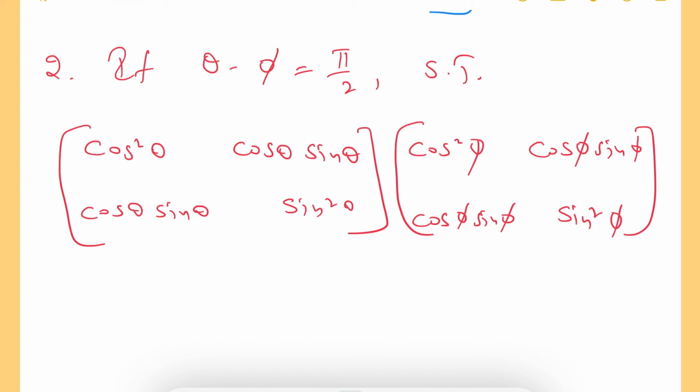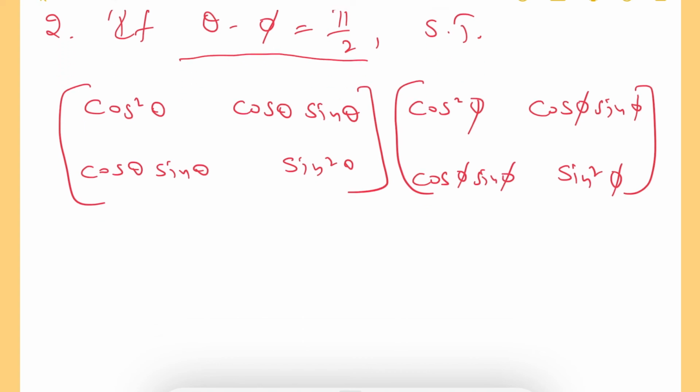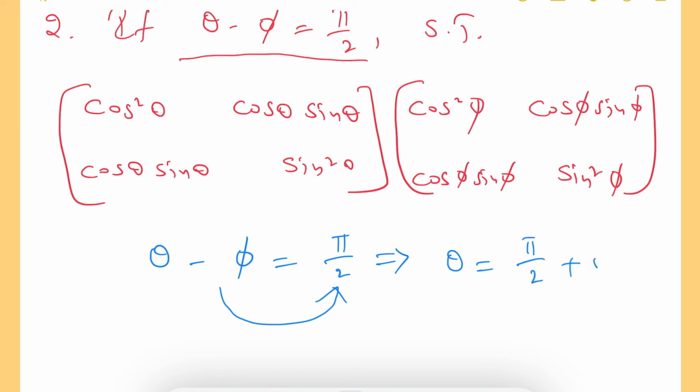Okay, now here we have the first statement. If you observe clearly, theta minus phi equals pi by 2. If I take this minus phi to the right side, it becomes plus phi. So theta equals pi by 2 plus phi. Now this one we will use for our further calculation.